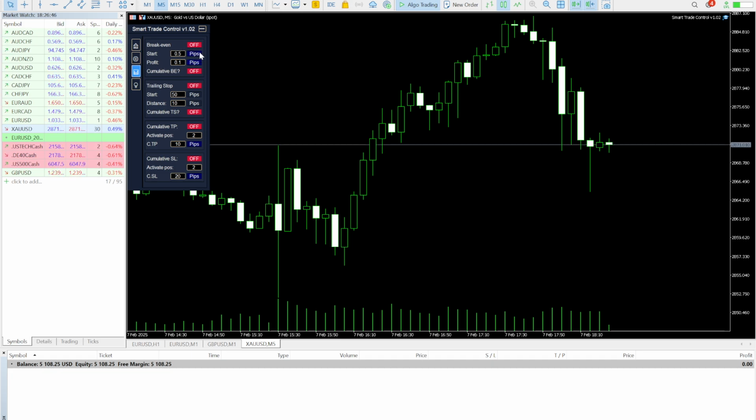Basically, by default this is set to pips, so the value that we're using. If we turn it on and we set this, let's say when we are 50 pips in profit, we want to lock in 10 pips of profit. So if we are short here and price goes down, once we reach 50 pips profit, then we will move the stop loss to a 10 pip profit. Basically, it's a break even. If you set this to 0, of course, it's just going to move the stop loss to the entry price.